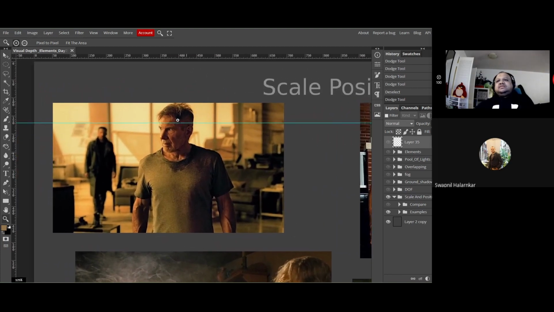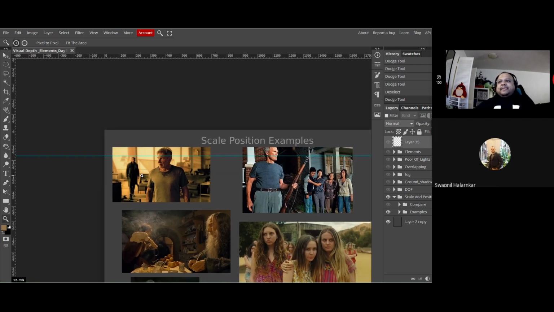So here you can see there is one character. I did not find too many examples for this, but at least you can feel that this guy is in front and he's behind, and that depth is working. Also, there is defocus, which helps us determine there is depth between these two.